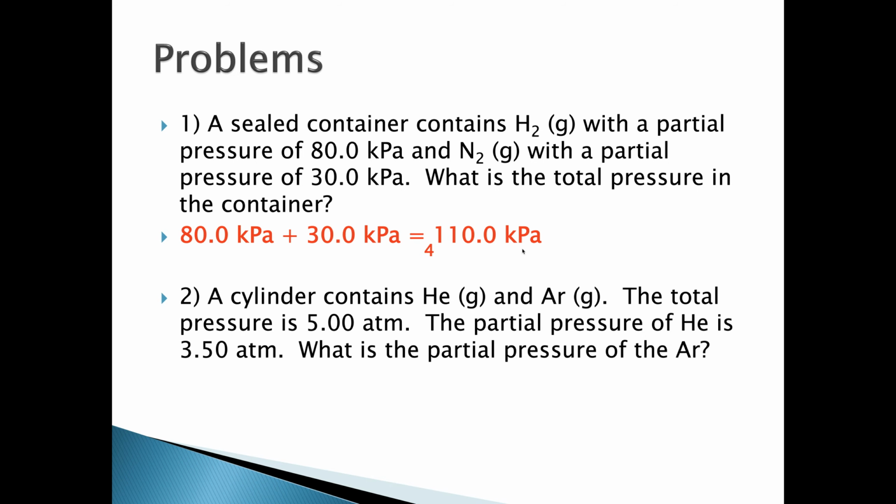Number 2: a cylinder contains helium and argon. The total pressure is 5 atmospheres. The partial pressure of helium is 3.5 atmospheres. What's the partial pressure of the other gas? Well, they both have to add up to 5. And therefore, 3.5 plus what is 5? 1.5. So the pressure of the missing gas is 1.5 atmospheres.